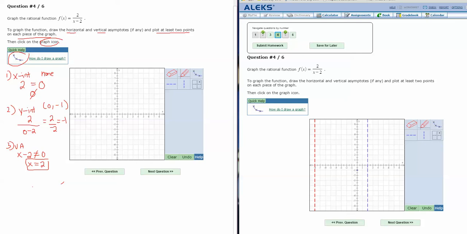Now let's look at the horizontal, and this is where we compare the degrees of the numerator to the denominator. If the degree of the numerator is less than the degree of the denominator, then the HA is at 0. If the degree is equal on top and bottom, then we make a quotient of the leading coefficients. In this example, the top degree is x to the 0 since we don't have an x. The bottom degree is first power. So this is a case where the top power is smaller than the bottom, so our HA is at y equals 0. So I'm going to grab the horizontal line and click on y equals 0.